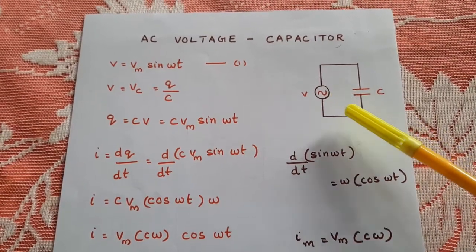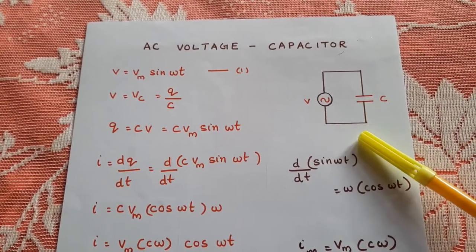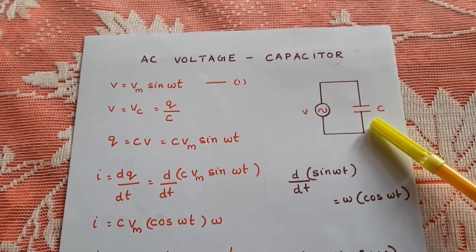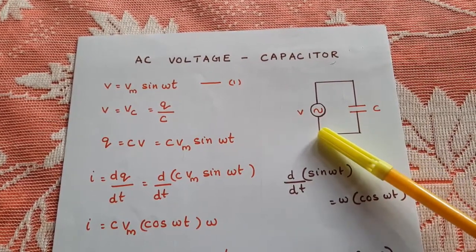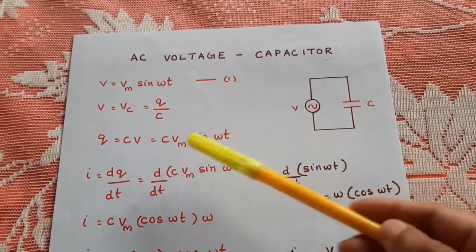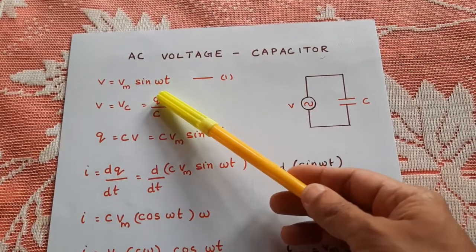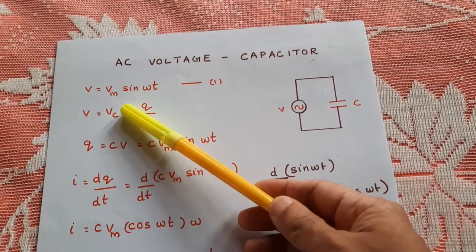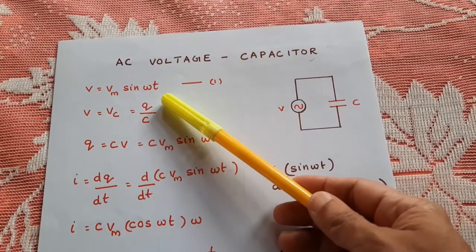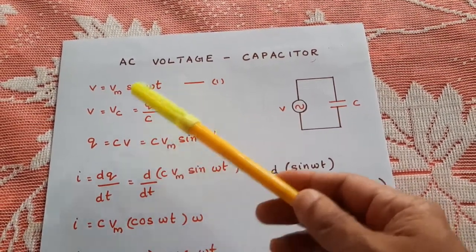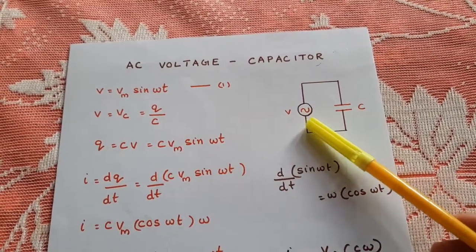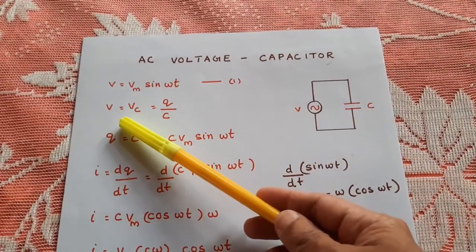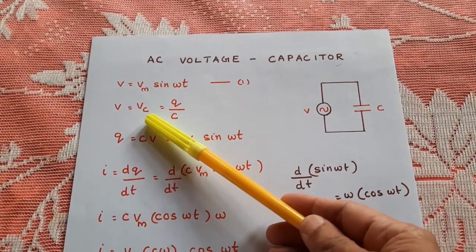In this class, let us learn a purely capacitive circuit. Consider a capacitor connected to an AC voltage. AC voltage is given by V is equal to Vm sin omega t, where Vm is the voltage amplitude and omega t is the phase value. This voltage appears as the voltage across the capacitor, so V is equal to Vc.